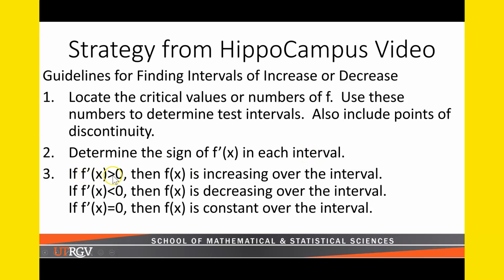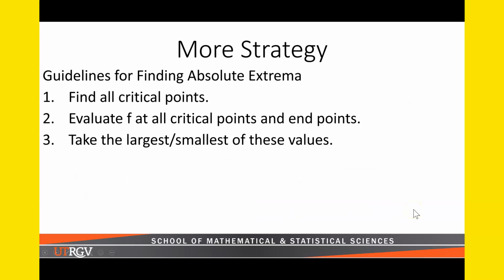If the sign of f prime is positive, or greater than 0, then f of x is increasing over the interval, because it means the slope of that function is positive, which means the function is increasing. All right, if f prime is negative, or in other words less than 0, then the function f of x is decreasing over the interval. And if the derivative is equal to 0, obviously the function is constant over that interval.